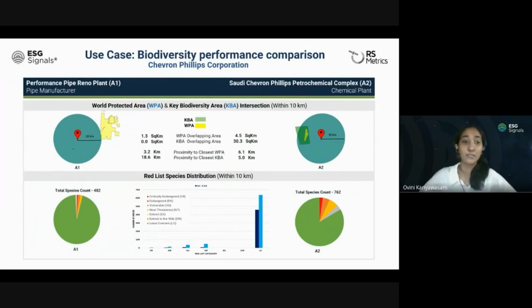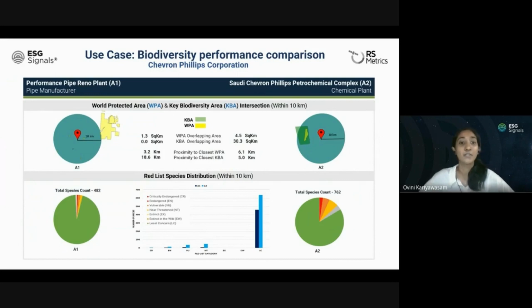So now let's have a look at comparing assets with ESG signals. Our biodiversity tool can be used by asset managers to get an idea regarding the biodiversity performance of their assets. It can also be used in benchmarking across different types of assets or sectors within the same or different companies. So now I'll walk you through a use case where we compare several biodiversity metrics of two assets, a pipe manufacturer and a chemical plant belonging to Chevron Corporation.